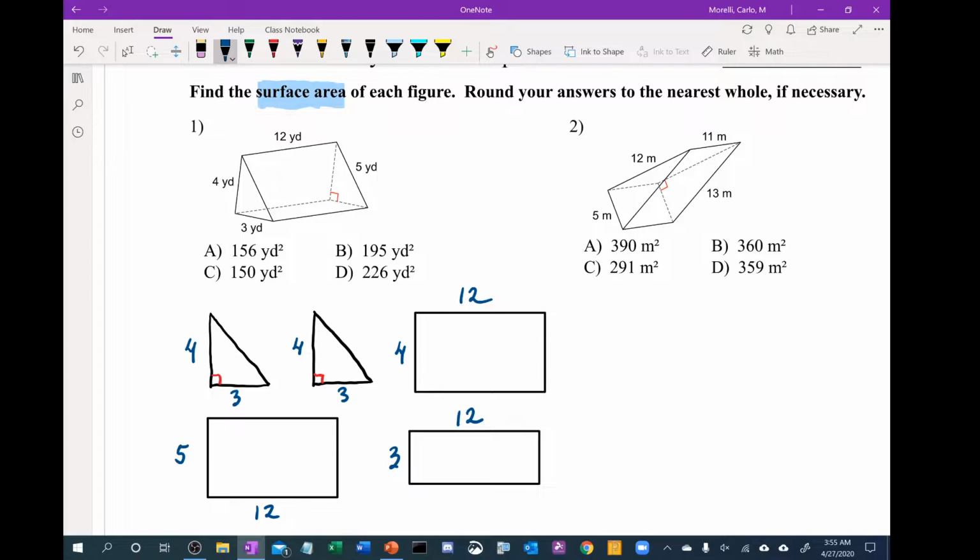Okay, quick review. In order to find the area of a triangle, you just multiply the base times the height and you divide by 2. So if we're working here, we'll do in green, base times height divided by 2. 3 times 4 is 12. 12 divided by 2 is 6. 3 times 4 is 12. 12 divided by 2 is 6. 4 times 12 for this shape, that's 48. 5 times 12 is 60. 3 times 12 is 36. All we have to do is add up all these areas and we'll be done.